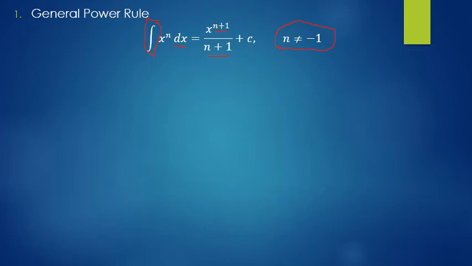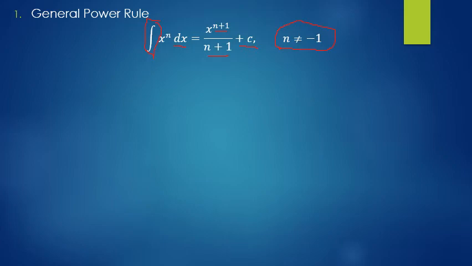Why? If this is equal to negative 1, then you would have x to the power negative 1 plus 1, which is 0, all over negative 1 plus 1, which is again 0. So what would happen here? You would be dividing by 0, which is basically a mortal sin in mathematics. No number can be divided by 0. And after that, we also put plus c.